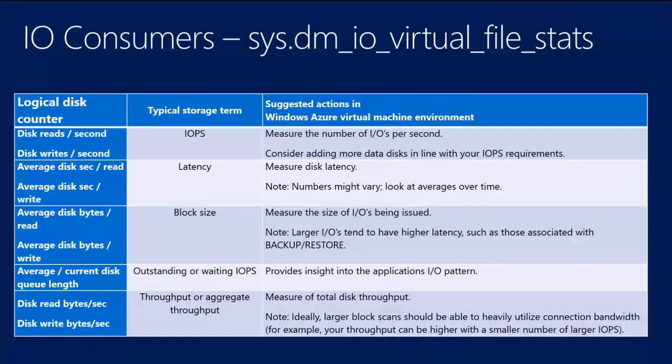And then what's outstanding? What's the queue length? How efficient is this application? How much work is going on? The number of outstanding or waiting IOPS is really useful for understanding your application's I/O pattern. And then the aggregate throughput, the total disk throughput, is very useful to know, and you can get this in disk read bytes per second and disk write bytes per second. So just by querying one table when you've got a test workload running, you can get a lot of the information that we're concerned about in this environment.